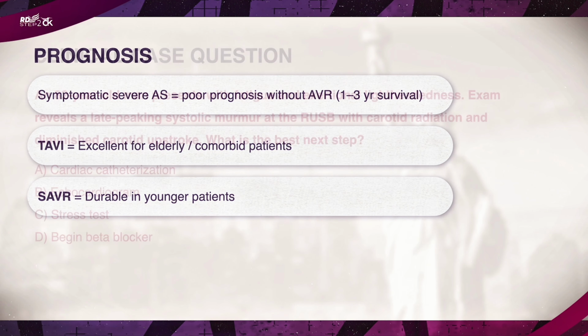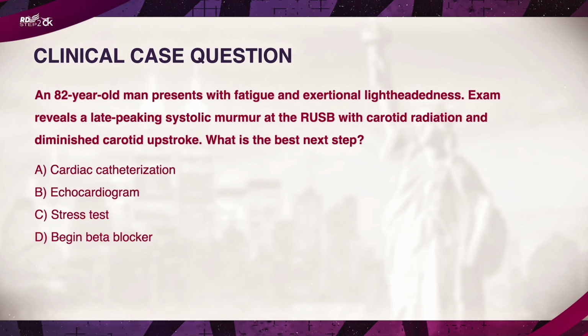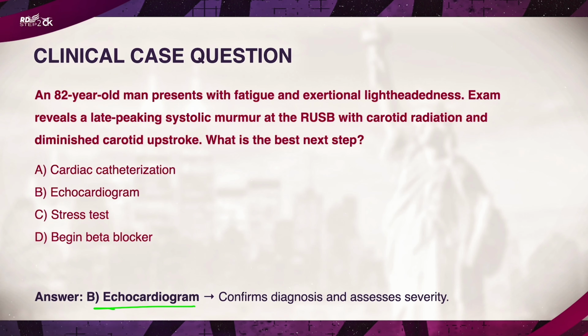We're approaching the end. Let's take a look at this simple case here so you get some concepts. This is an 82-year-old man with classic features of aortic stenosis: fatigue, exertional lightheadedness, a late peaking systolic murmur at the right upper sternal border with carotid radiation and weak pulses. The best next step is an echocardiogram. It confirms the diagnosis and helps assess severity.